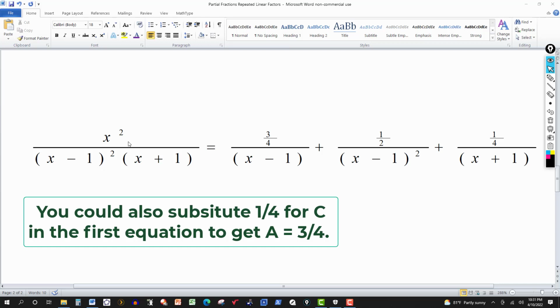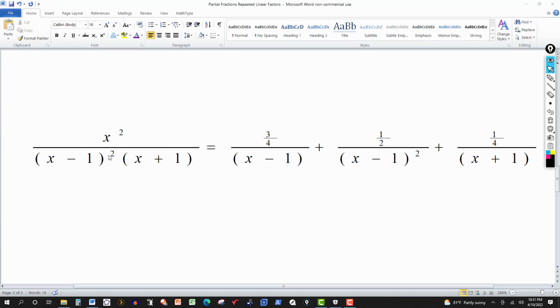So your answer then would be x squared over (x minus 1) squared times (x plus 1) down here equals, and the a was 3/4. That's the numerator in this one. The b was 1/2, and the c was 1/4. Now you could rewrite it if you want: multiply this one by 4 and put this one as 3 over 4 times the denominator. You can write this with a 2, multiply by 2 here and put the 2 down here. Multiply this one by 4, put the 4 here, make that 1 over 4 times (x plus 1). But this is an acceptable answer there.